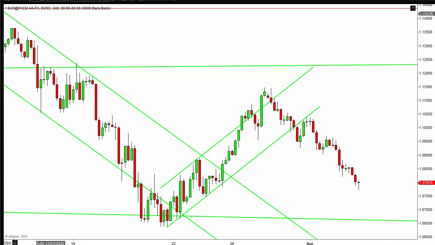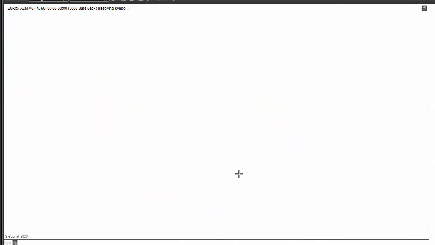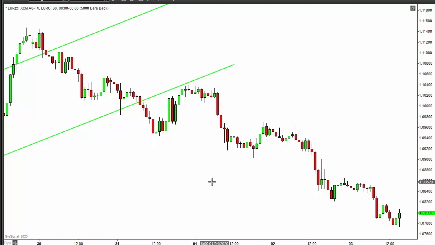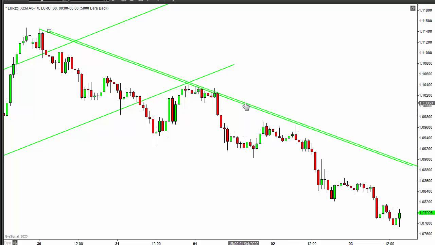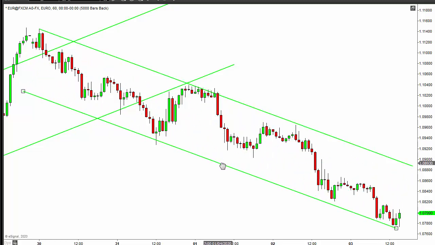And then if I put this to an hourly chart, there's a channel right now. So let's put this on. So there we go. Duplicate this, and we've got this nice channel down here. Oh wow, look at this. This is nice, isn't it?